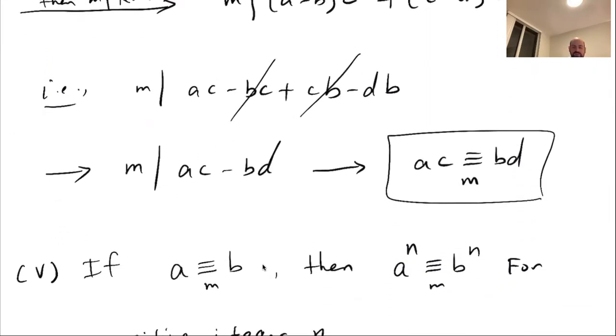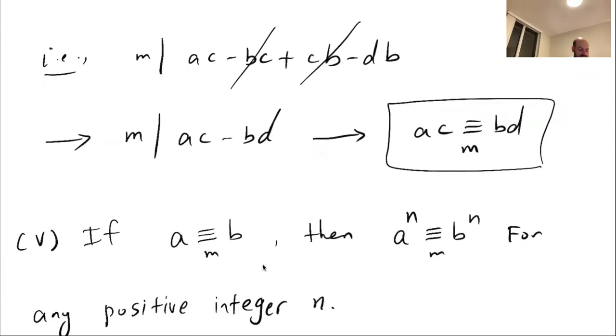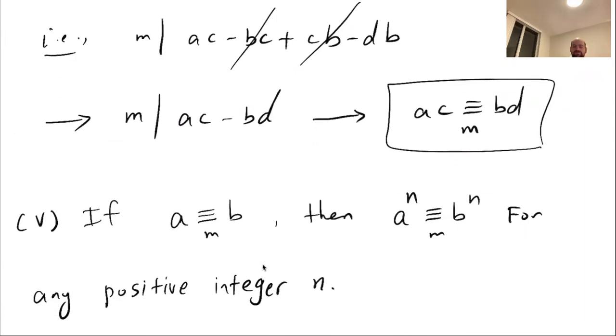Now, the next property is very interesting. It says if you have a congruence, A congruent to B mod M, then you can raise both sides to power n for any positive integer n. So this property says we are allowed to raise both sides of a congruence to any power that we want.